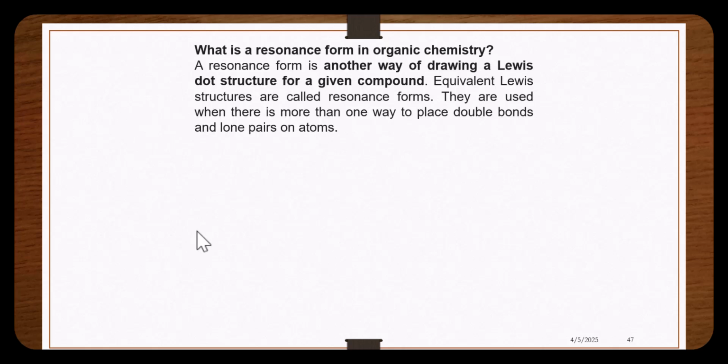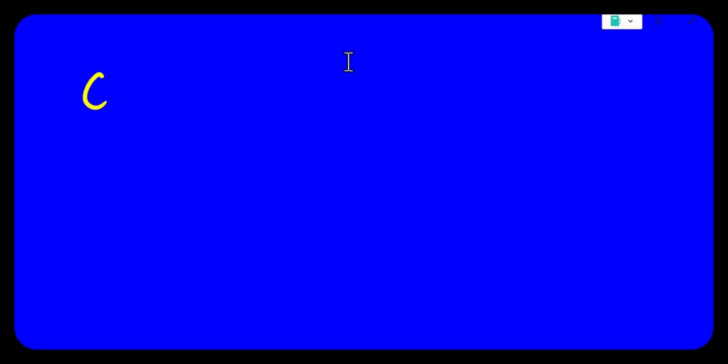So what is a resonance structure in organic chemistry? A resonant form is another way to draw a Lewis dot structure for a given compound. Equivalent Lewis structures are called resonant forms. They are used when there is more than one way to place double bonds or lone pairs on an atom. Let's take a look at the carbonate ion, which is CO3, the -2 charge.